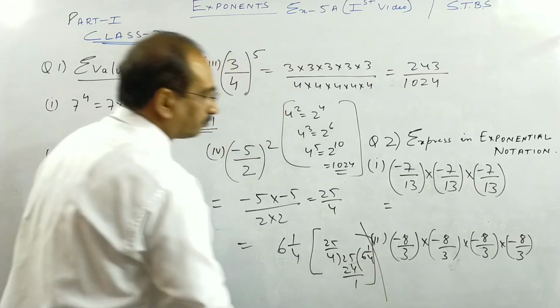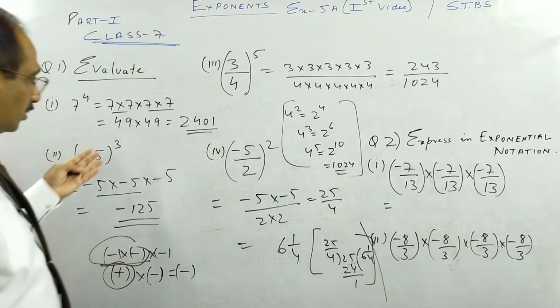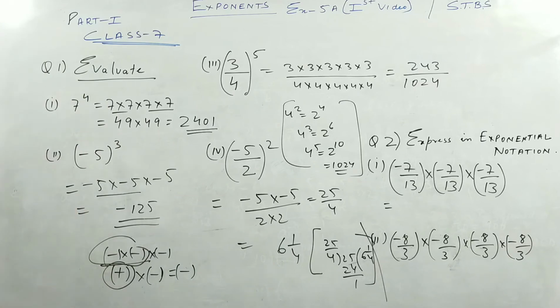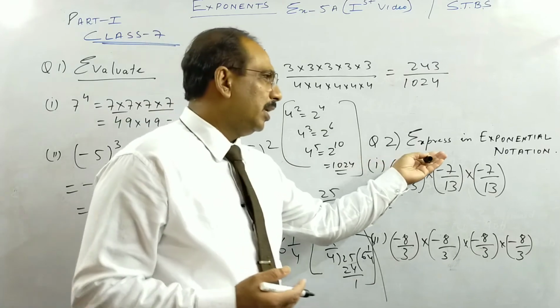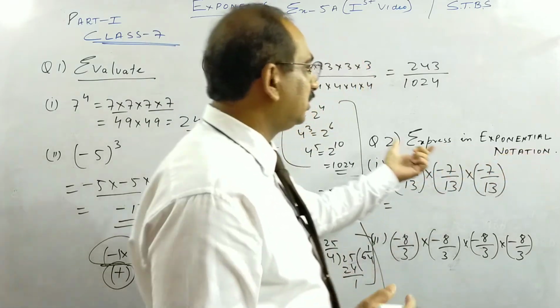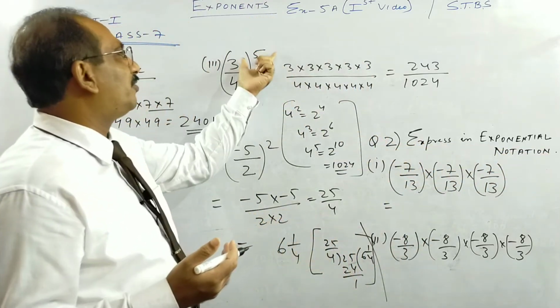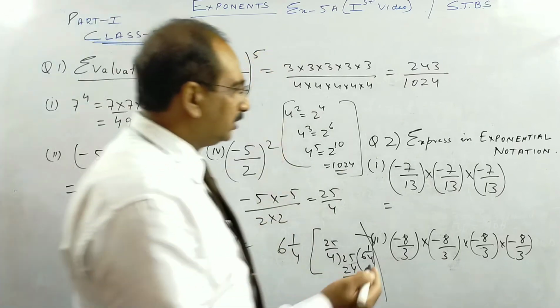Okay, so this was question number 1, children. The second one is very easy. You don't multiply, express in exponential form. Exponential means in the form of exponents, means in power form. So it's such an easy thing.